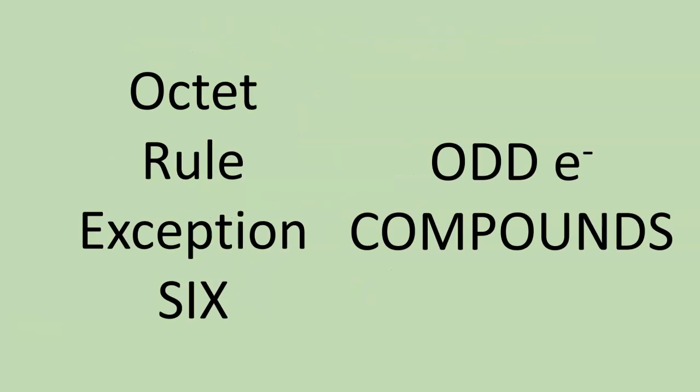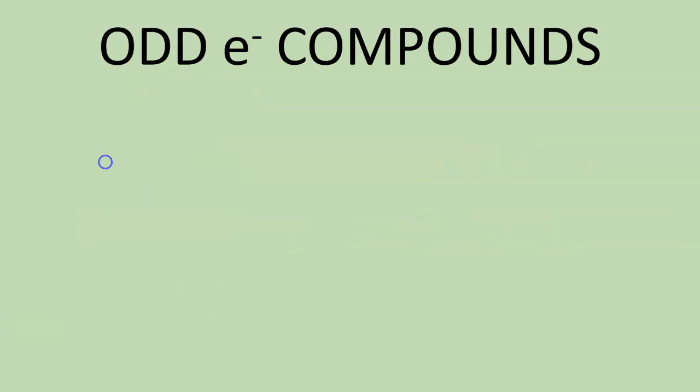So now we have another rule. Exception number 6. This should be close to the last one, if we're not at the last one. We have odd electron compounds. Let's just show you, and do nitrogen monoxide. Nitrogen monoxide needs 11 valence electrons.